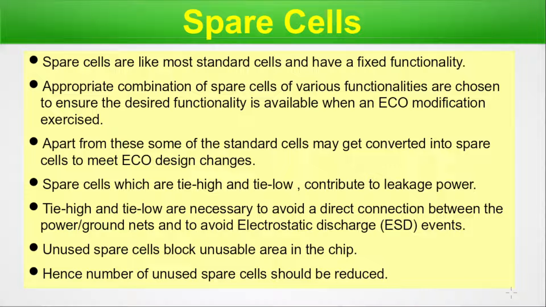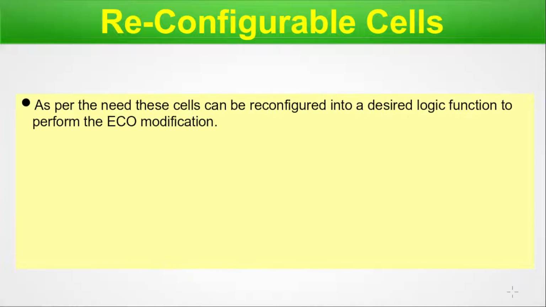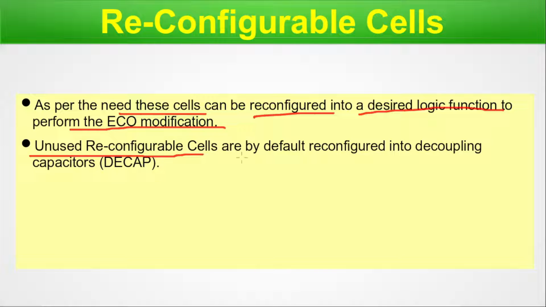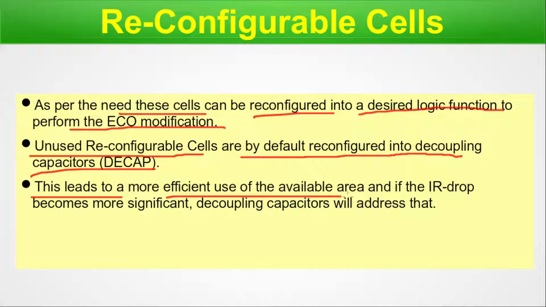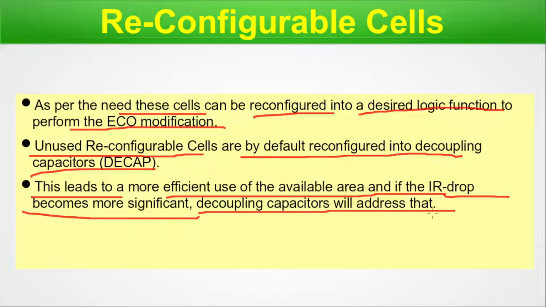Now let's move on to the next type of cells, that is reconfigurable cells. As per the need, these cells can be reconfigured into a design logic to perform the ECO modification. Unused reconfigurable cells are by default reconfigured into decoupling capacitors. So this can be changed into decap, that is decoupling capacitor. This leads to a more efficient use of the available area, and when the IR drop becomes more significant, decaps can be used to address that. They can be reconfigured into any desired logic function, and if they are not used, they can be in the decap form, which actually contributes to IR drop mitigation.